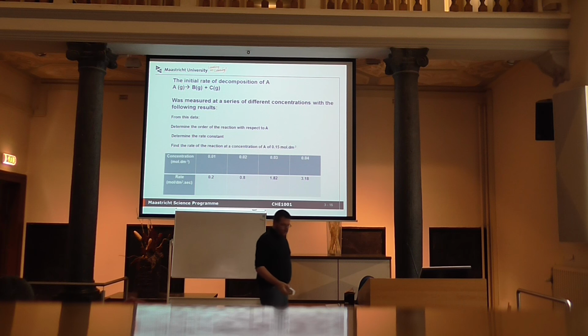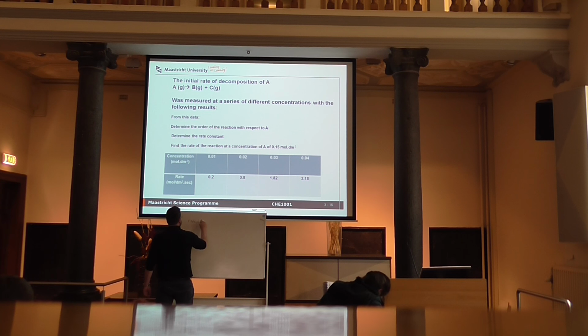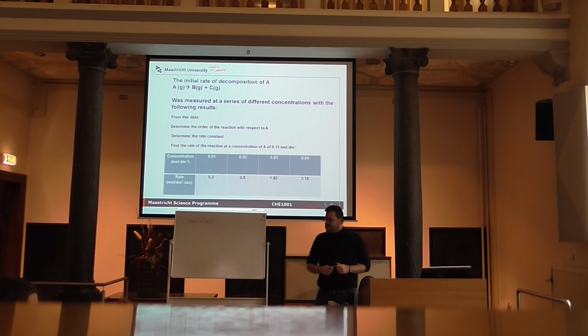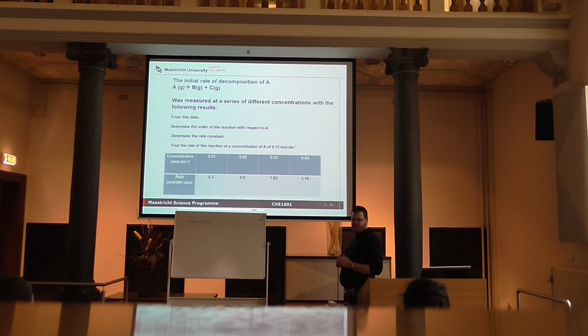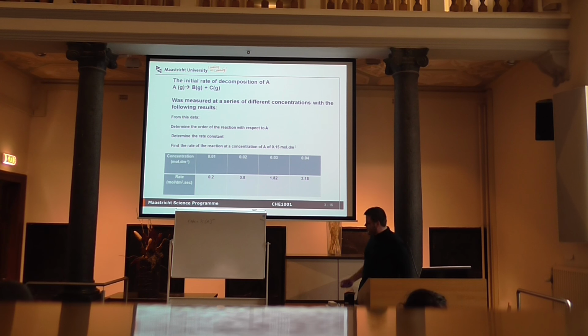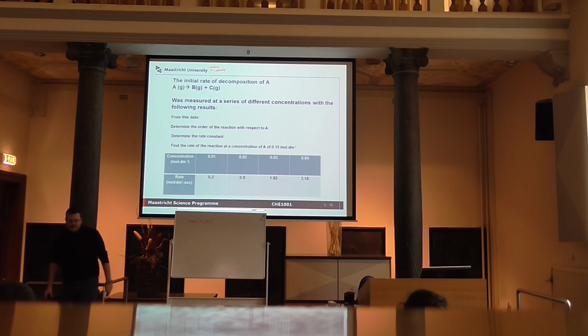So, all we know at this stage is we have all this nice data, and we're going to say rate equals k A to the n. That's the rate of the reaction. And we want to find n, don't we? Now here's a question. How do we determine the order of the reaction with respect to A from the data that we're given? Does anyone have any ideas?